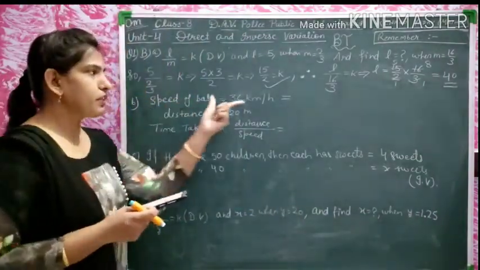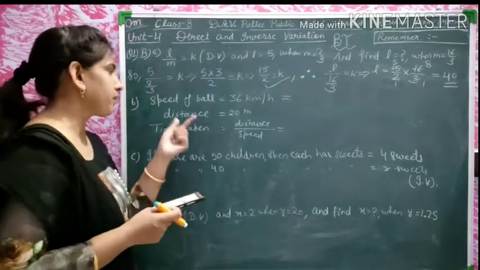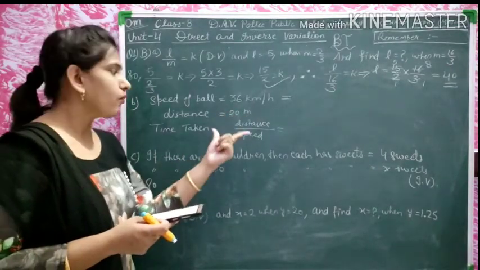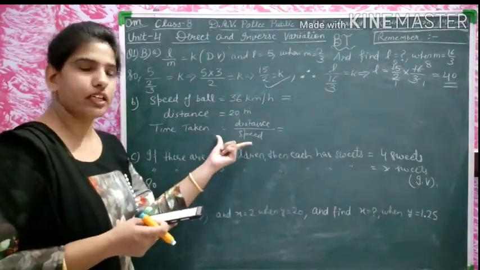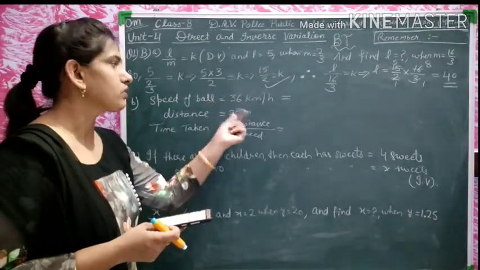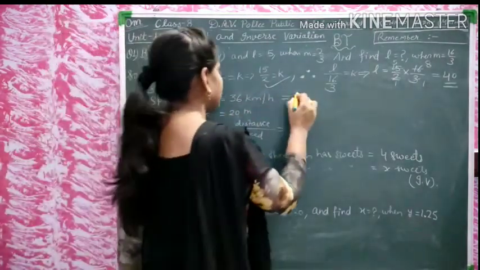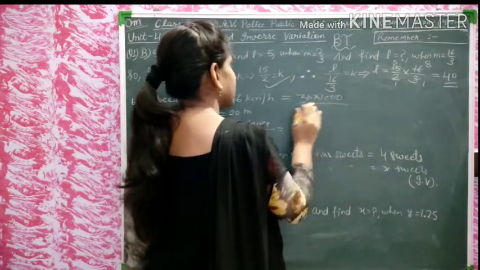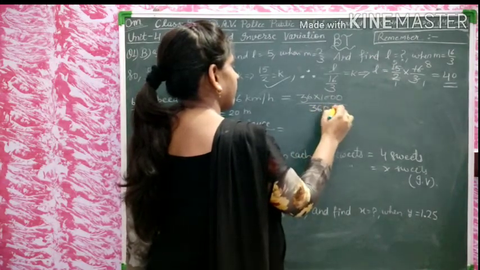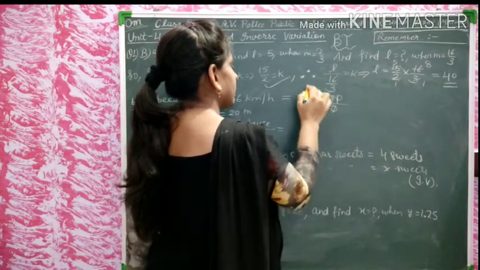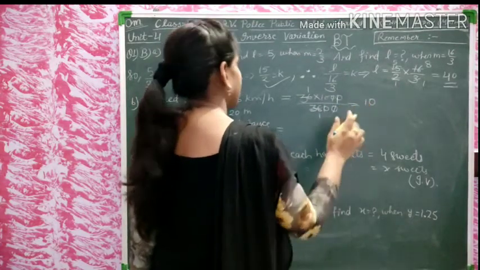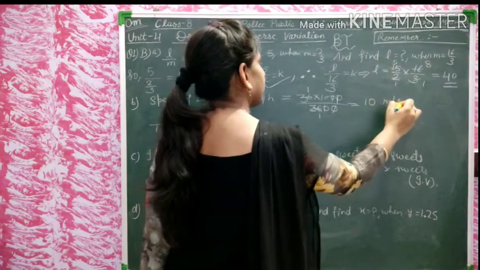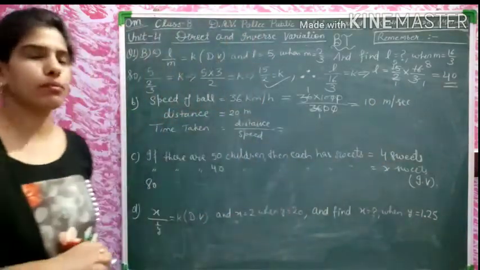So students, the speed of the ball is given as 36 km per hour and the distance is 20 meters. To cover the 20 meter distance, what will be the time? To get the time, we have to change the speed into meters because the distance is in meters, so it will be easy for us. That is 36 into 1000 divided by 3600, and we will get 10 meters per second. This will be the speed here.